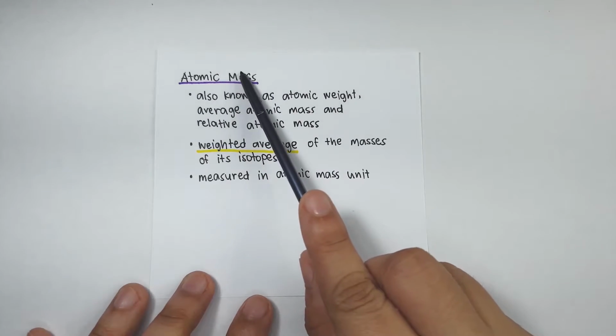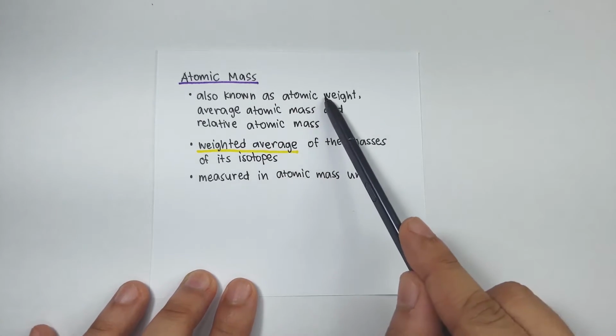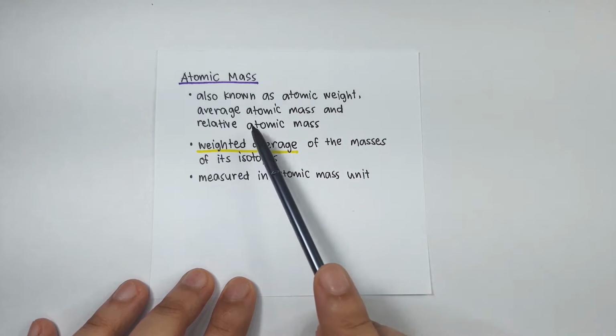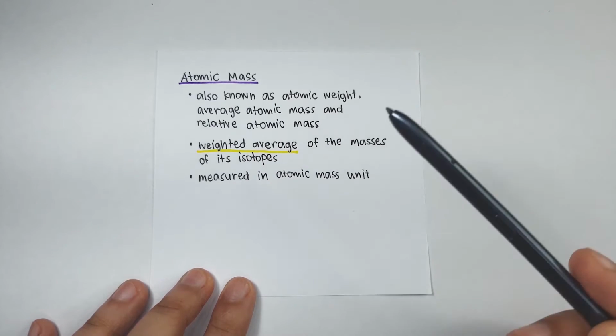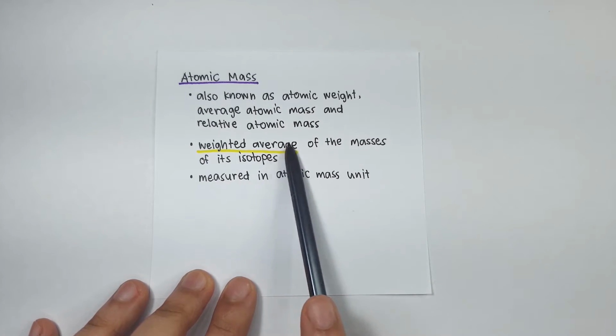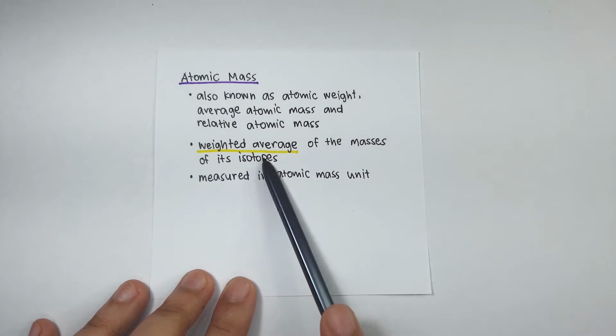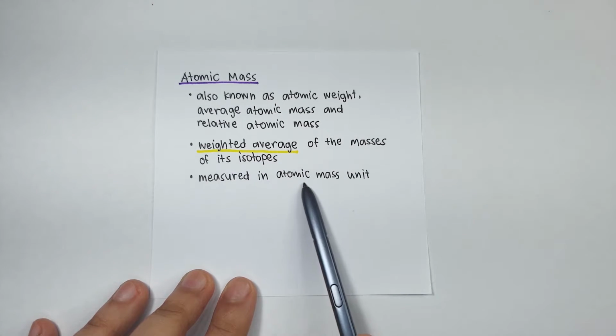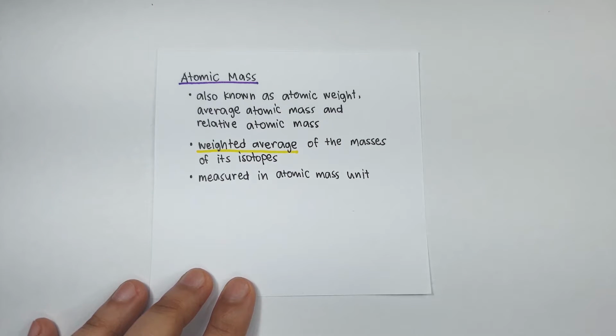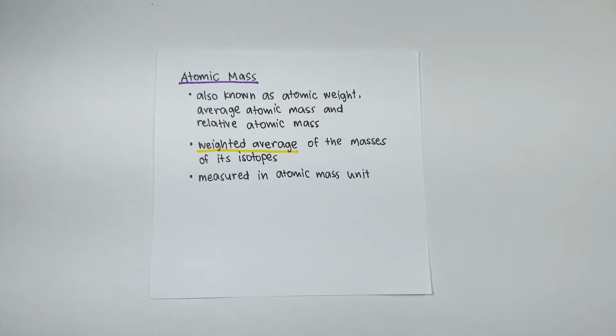So, ang atomic mass, other names niya ay atomic weight, average atomic mass, and relative atomic mass. So, by definition, ang atomic mass is the weighted average of the masses of its isotopes. And ang unit niya is atomic mass unit or AMU. So, ano bang ibig sabihin ng weighted average? Now, para mas maintindihan, solve tayo ng isang problem.